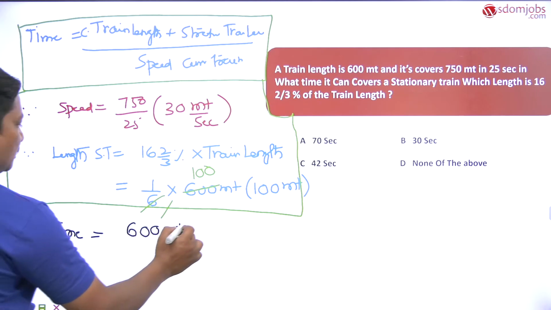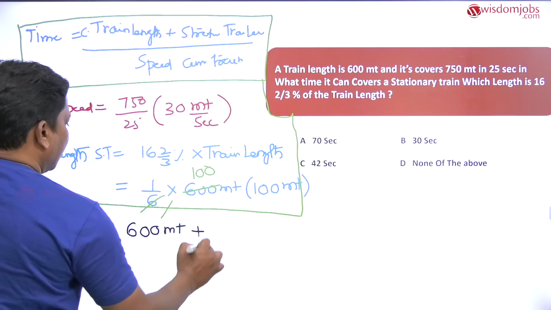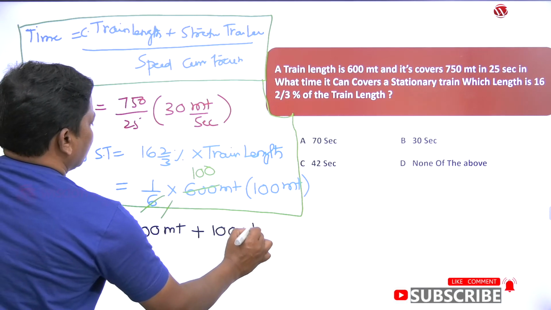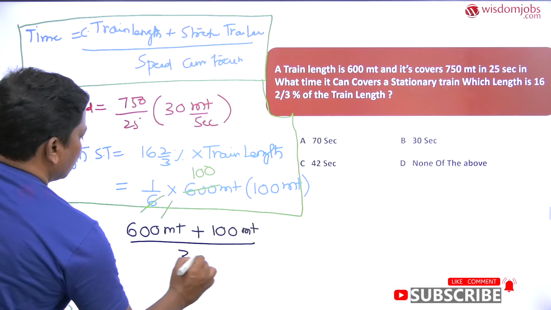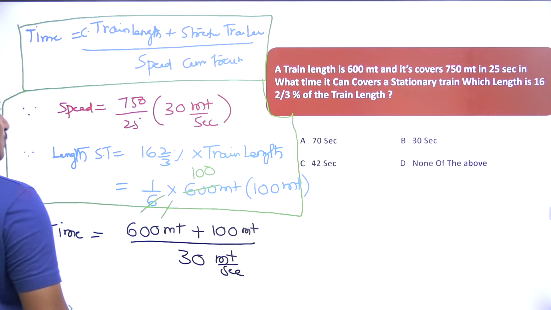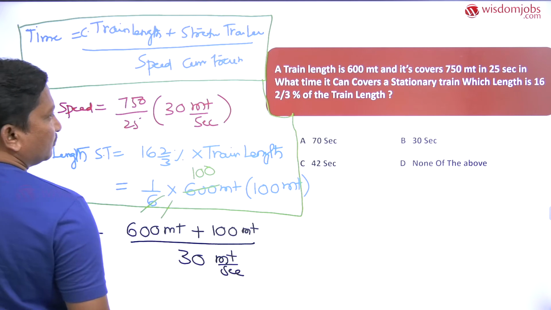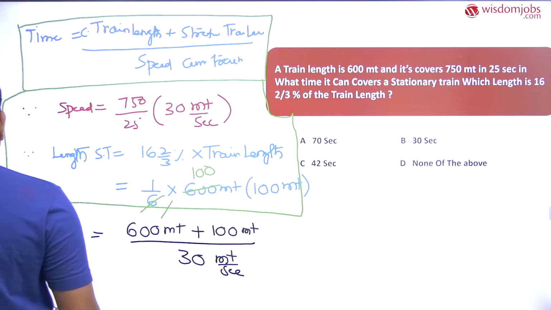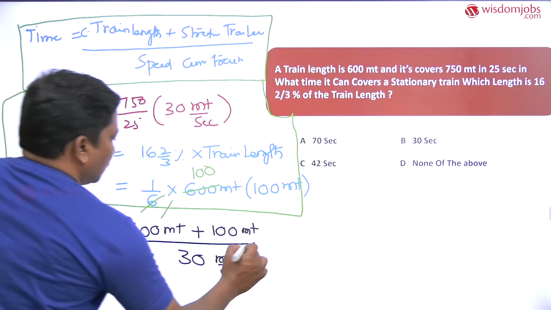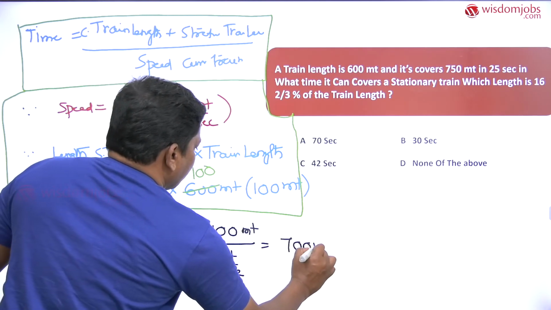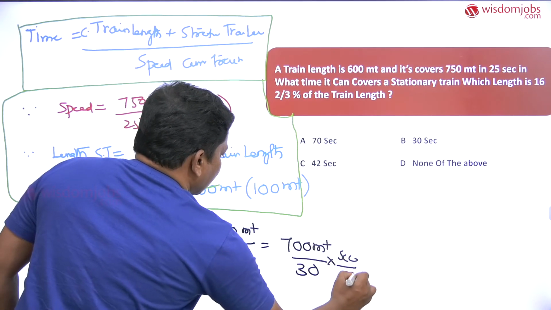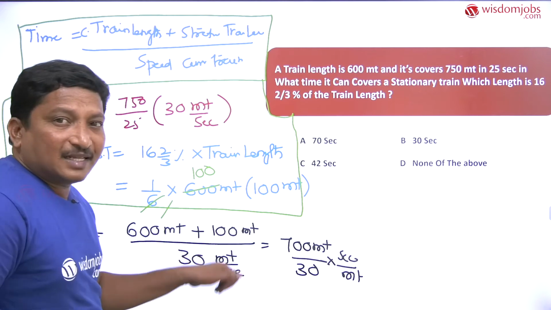plus the length of the stationary train, 100 meters, divided by the speed of the train, which is 30 meters per second. Add all the numbers like this: 700 meters by 30 meters per second. We can take it in seconds, because meters would cancel out.